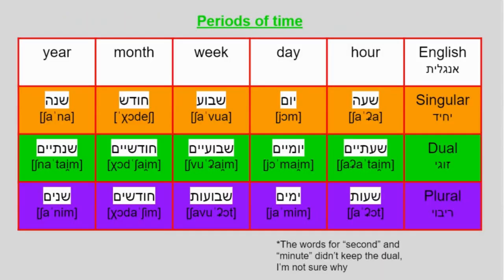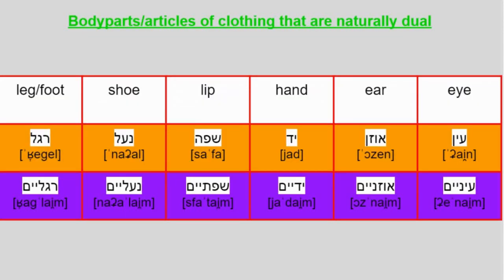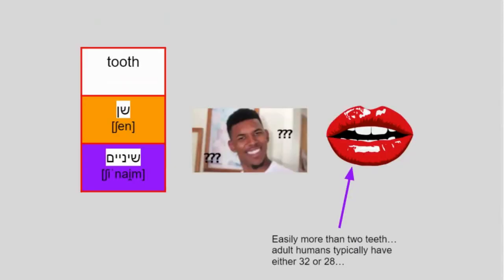Specifically, words related to periods of time still get inflected for dual, like shatayim, yomayim, shvuayim, chodshayim, and shnatayim, and the dual is now the designated plural form for certain nouns that tend to come in pairs like einayim, oznaim, yadayim, sfatayim, na'alayim, raglayim, and for some reason shinayim, even though last I checked, teeth typically come in groups a bit larger than 2.